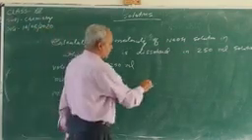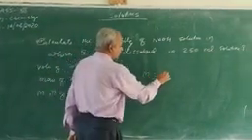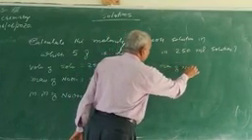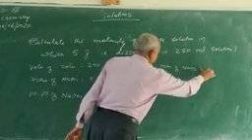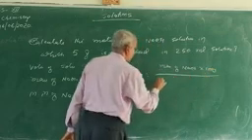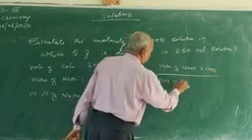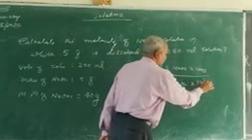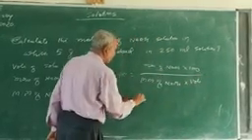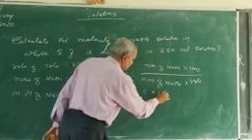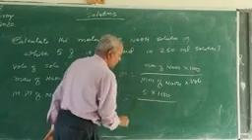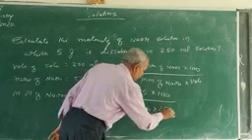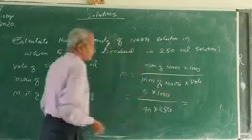Now write the definition of molarity: mass of sodium hydroxide into 1000, divided by molar mass of sodium hydroxide into volume of solution. That equals 5 into 1000, divided by molar mass 40 into 250. Now we have to solve it out, right?